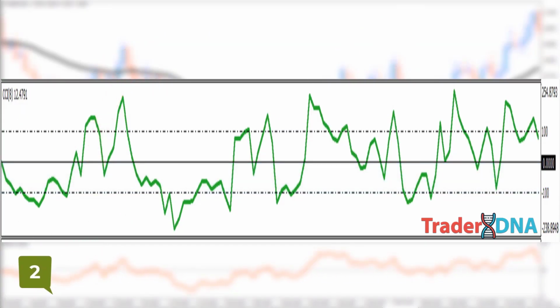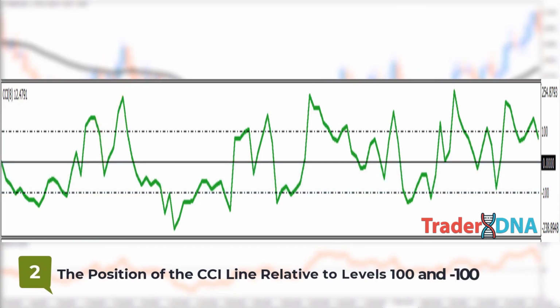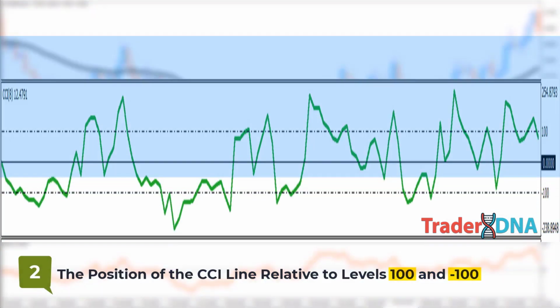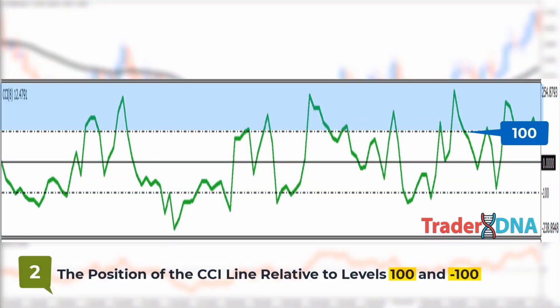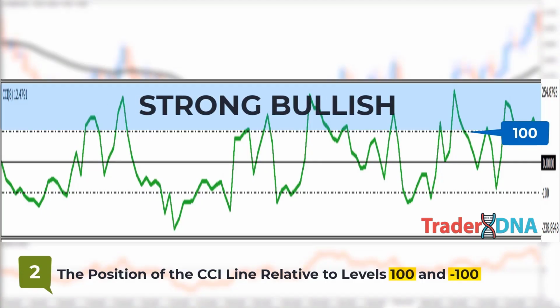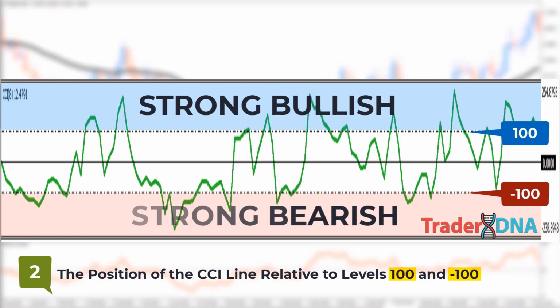2. The position of the CCI line relative to levels 100 and -100. When the CCI line moves above the 100 level, it serves as a strong indication that the market has entered a bullish condition and traders can proceed to open a buy position. Conversely, when the CCI line drops below the -100 level, it signals that the market is in a bearish condition and traders can execute a sell position accordingly.